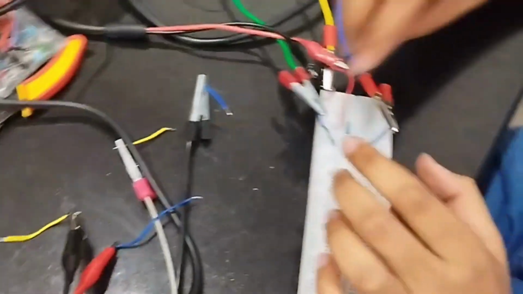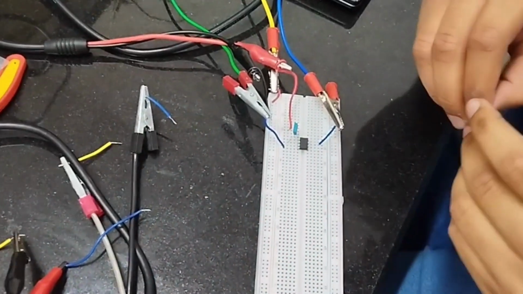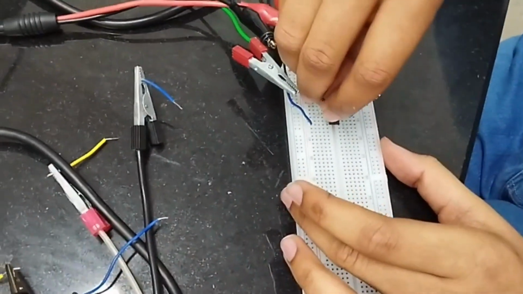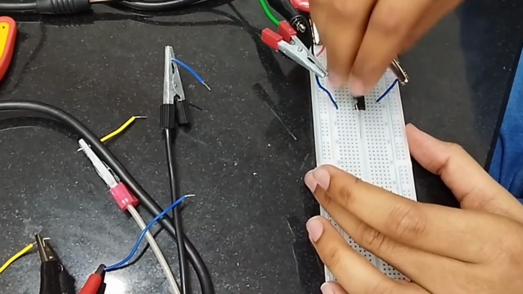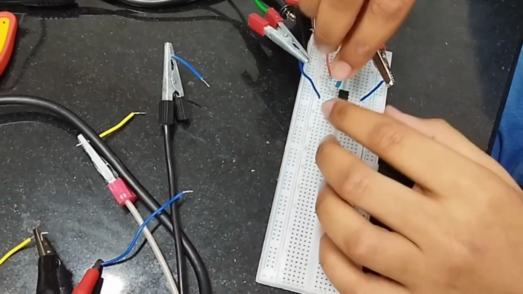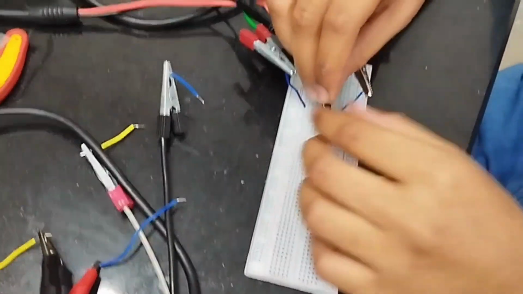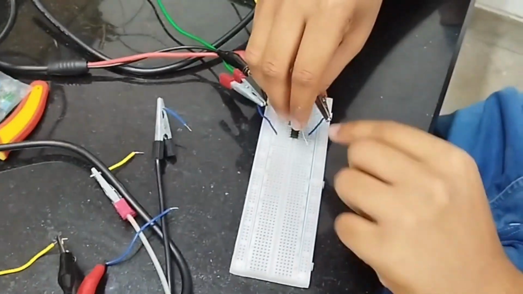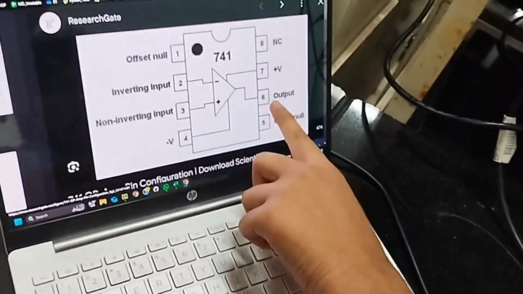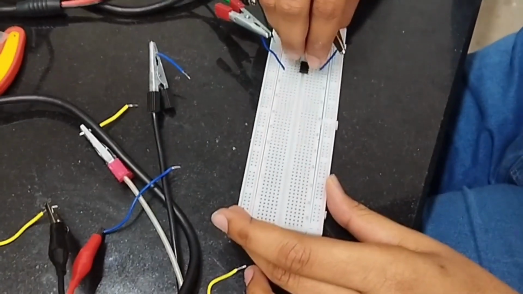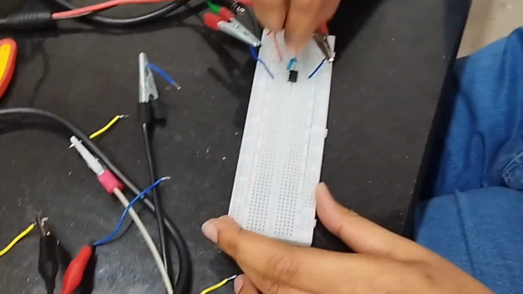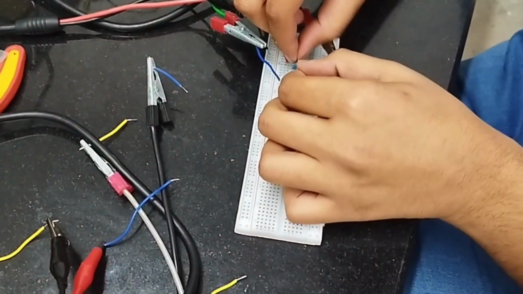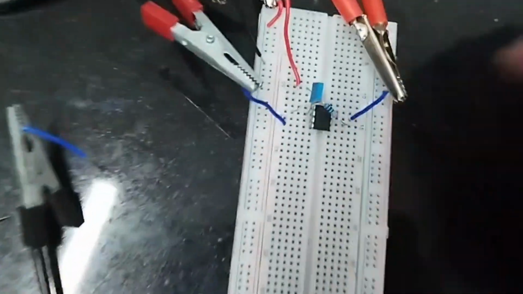And then I'll connect a feedback resistor to the op amp. So feedback resistor generally is connected from the inverting input to the output. So output part of the op amp is at 6. So from the last, it's second one, I'm connecting to the output. This is the feedback resistor connected.